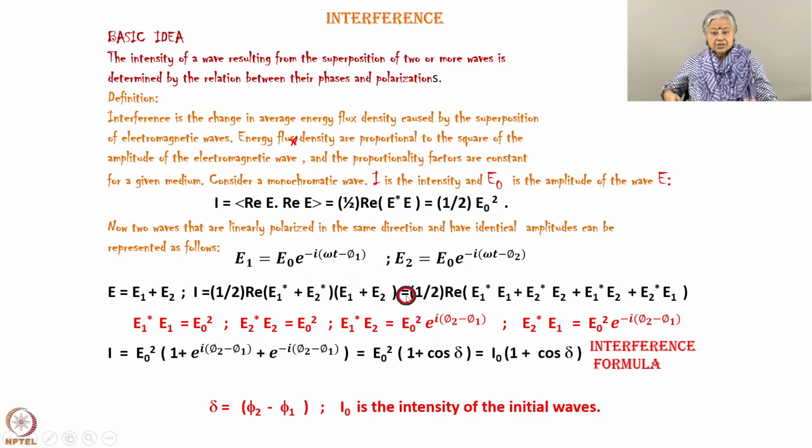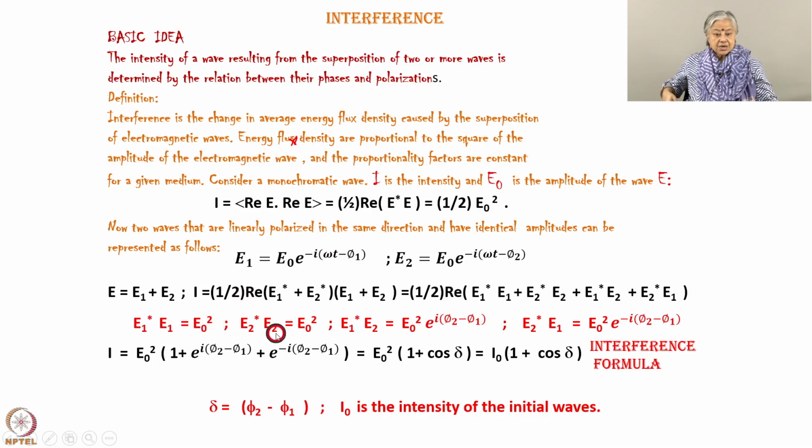This is what I have. So, half of, I just open up, E1 star E1 plus E2 star E2 plus E1 star E2 plus E2 star E1. So, now what is each of these? E1 star E, if you were to take E1 star E, your I will disappear in any case. This part will become 1. So, you have E1 star E is equal to E0 square.